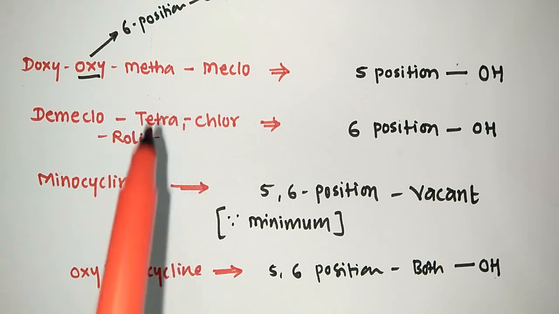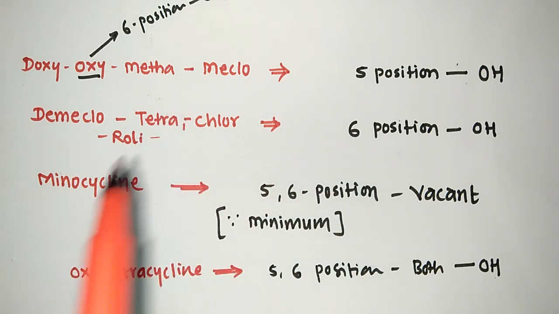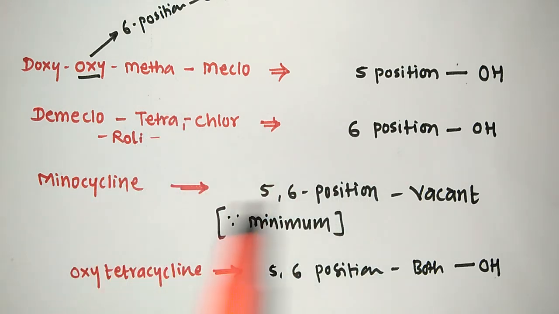as in tetracycline. And in minocycline we make the 5th and 6th positions vacant, so there is no hydroxyl group in this minocycline compound at the 5 or 6 positions. This is the minimum structure. And oxytetracycline, as I already told you, contains hydroxyl groups at both the 5 and 6 positions. So I hope you all understand how to draw the tetracyclines and their other members.